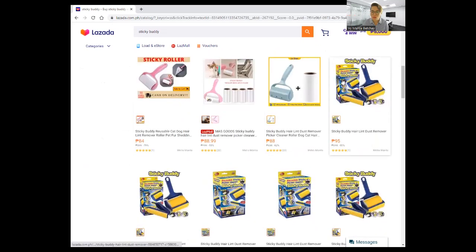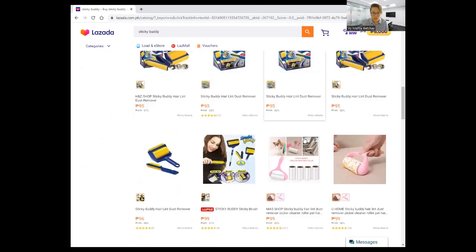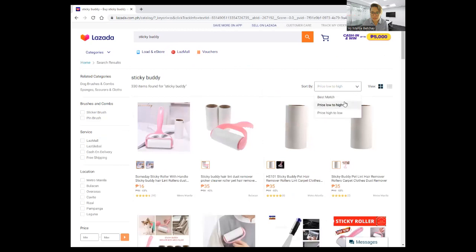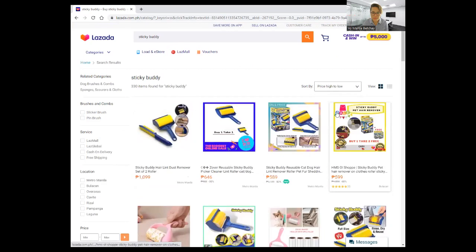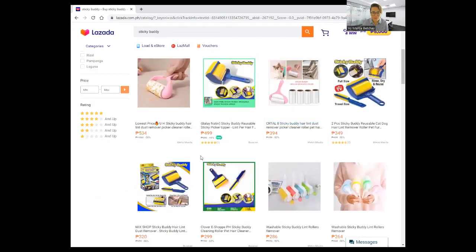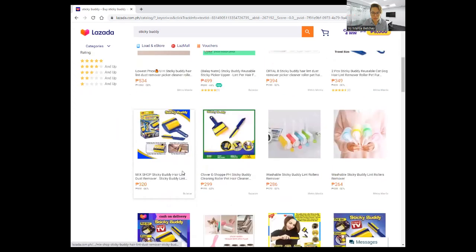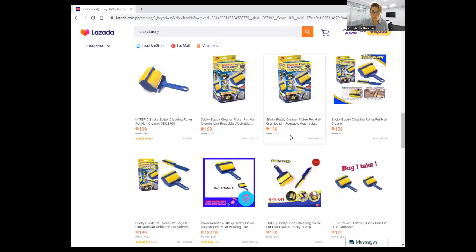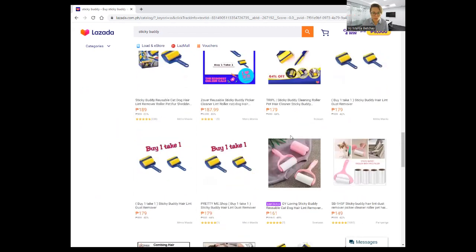Okay, so ang pinaka lowest price niya today is 95 pesos. Okay, let's scroll it down. And pinaka highest niya is, okay, so nasa 1,099 ang pinaka-highest, no? Pero yung pinaka-average price niya, tingnan natin dito. Ayan, so nasa around 100 plus na lang siya ang bentahan nitong 2022.